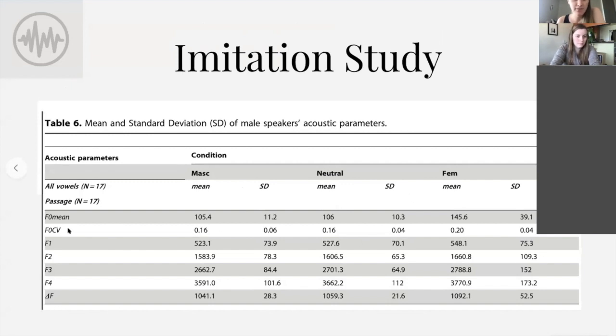So here's F1 over here, and we go over here. That's just the mean value, the average value for F1, 527 hertz. And again, it goes up when they're doing feminine voice. You can go back and forth if you have questions, but it kind of raises the question, well, what are trans women doing? How does this compare?